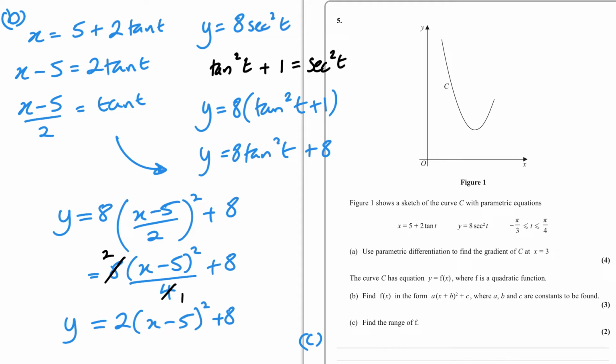So my range is greater than or equal to 8. Sometimes you can see it written as f of x is greater than or equal to 8. And that is obviously for the range of t between minus a third pi and a quarter pi.